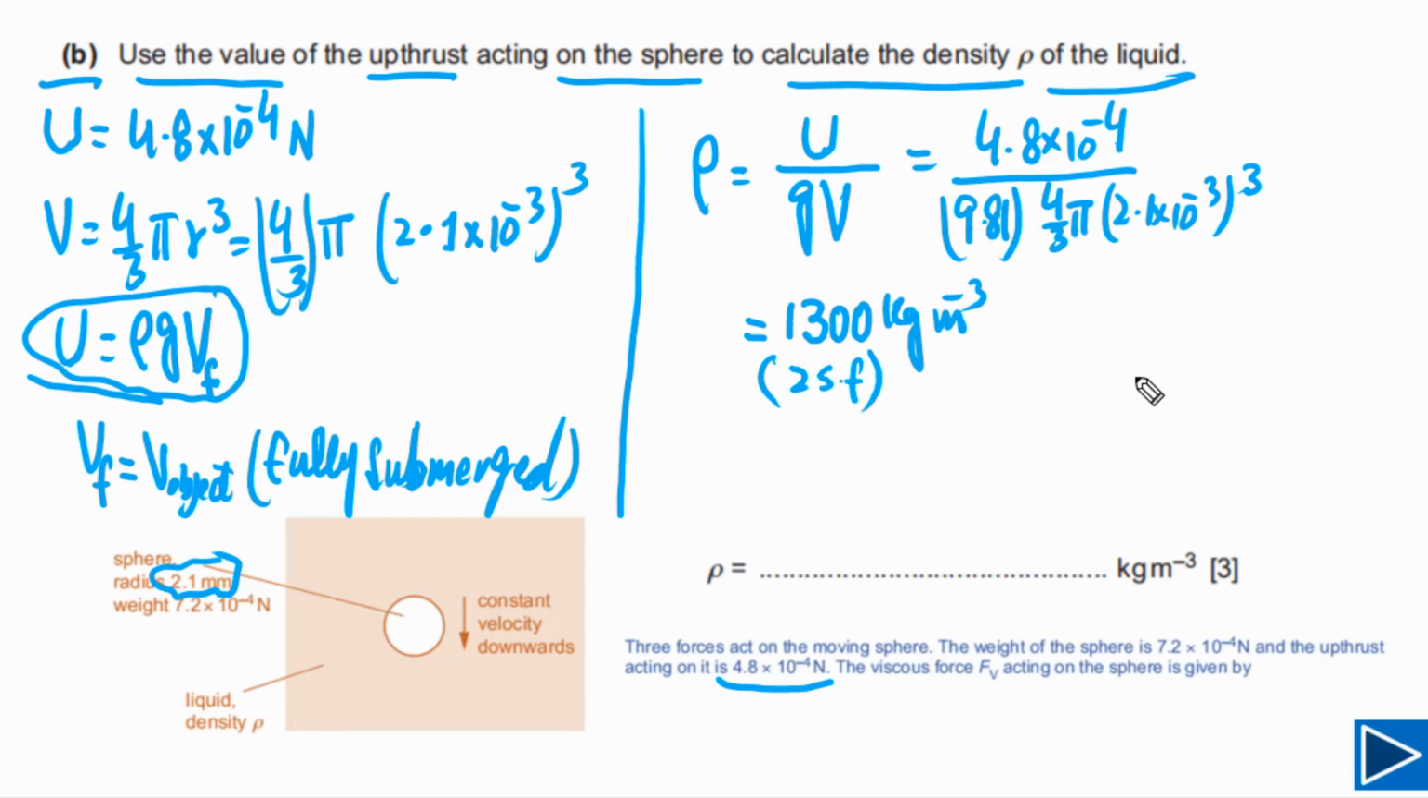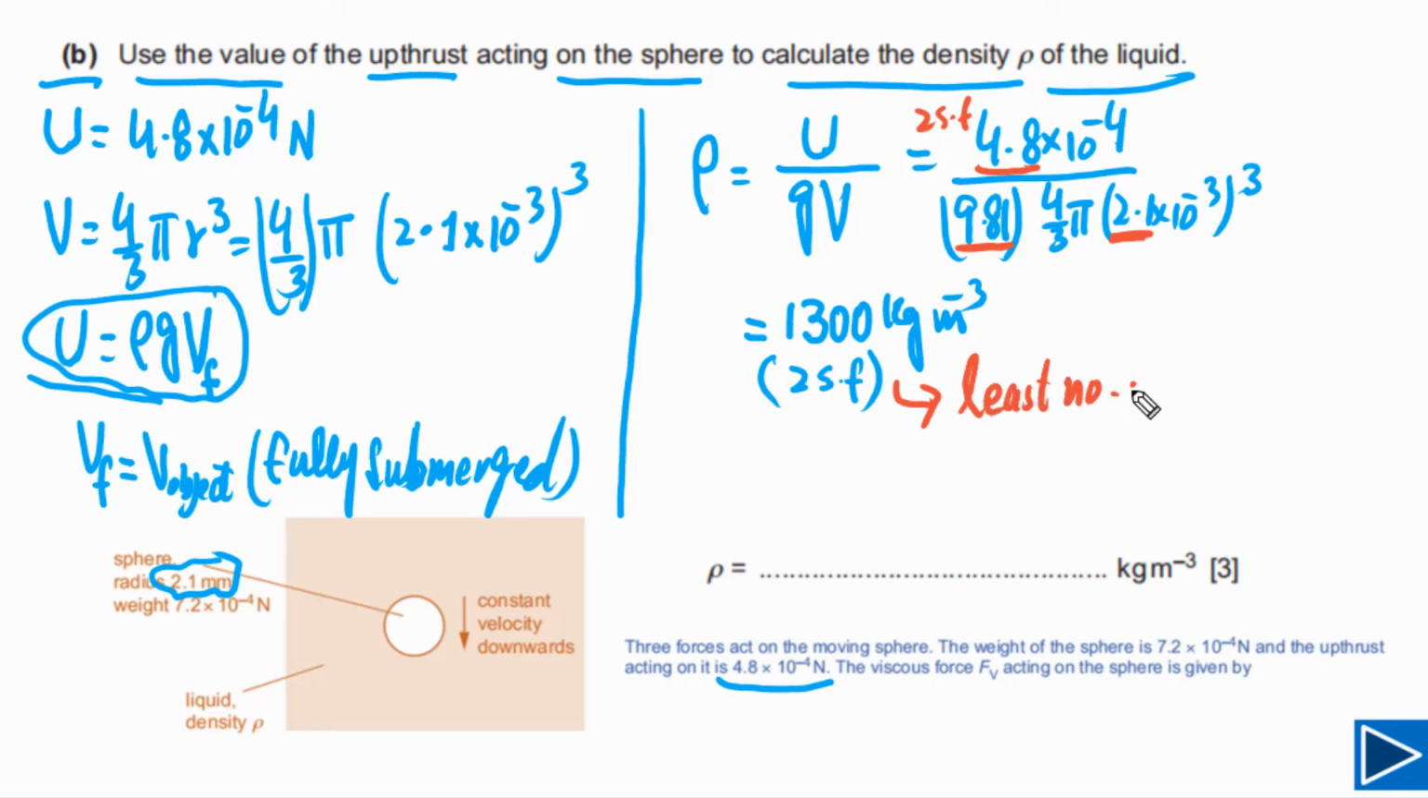Why do we need to use 2 SF? If you look at the raw data, means given data, this has 2 SF, and this one has 3 SF, this one has 2 SF. So for our final answer, we use the least number of SF.